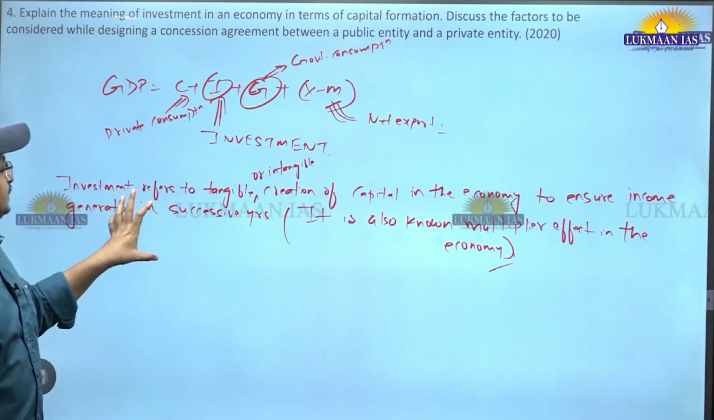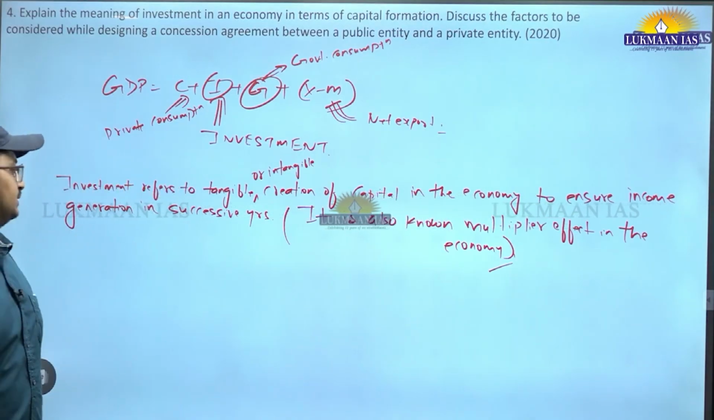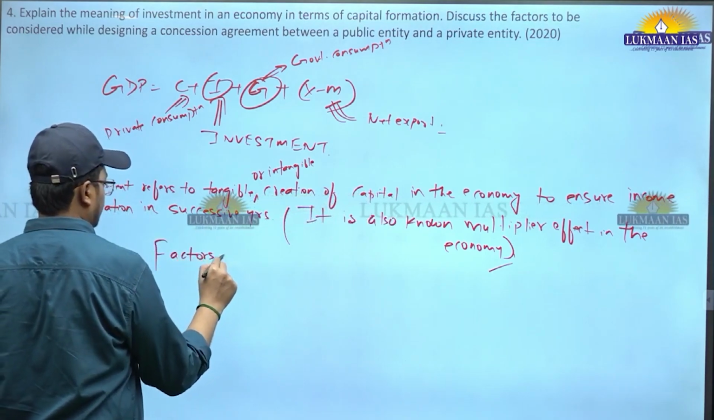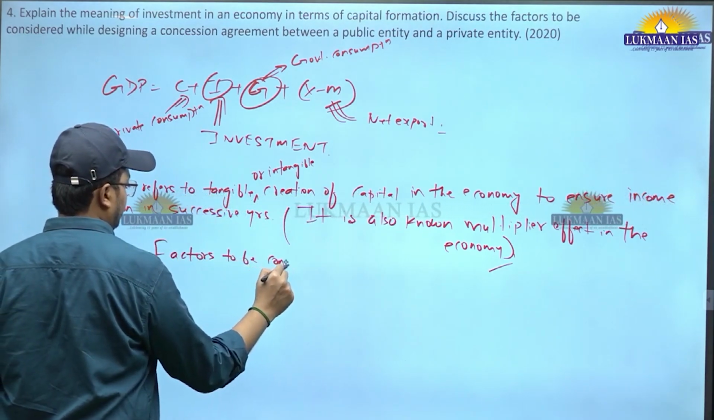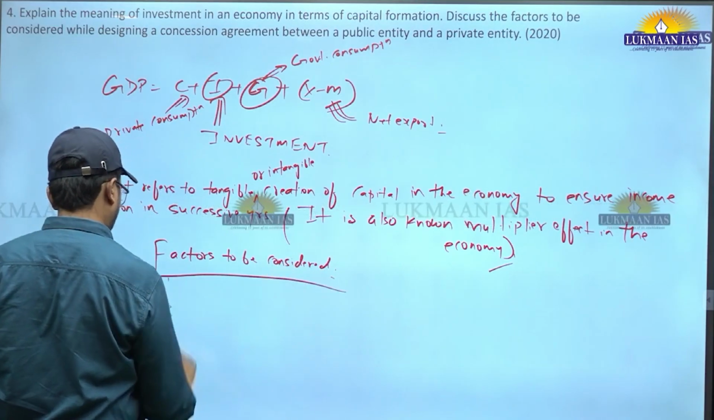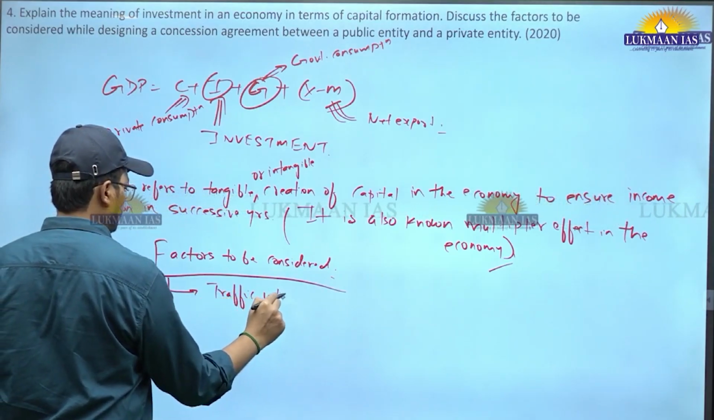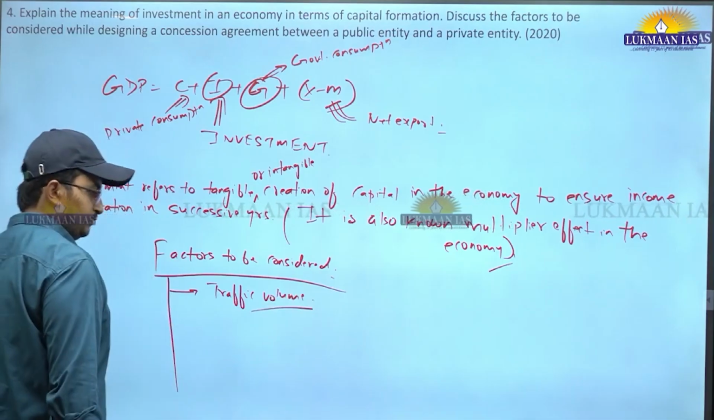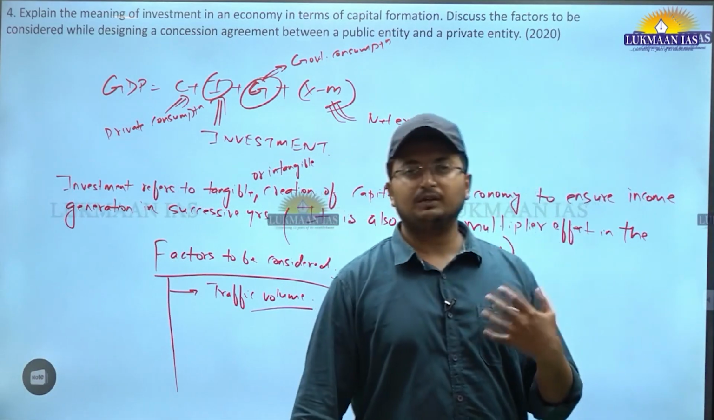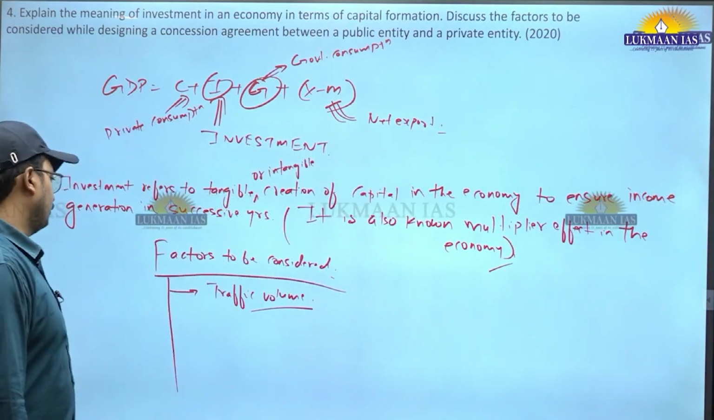Now, discuss the factors to be considered while designing a concession agreement between a public entity and a private entity. First, traffic volumes. If an infrastructure project is being created, what is the revenue projection? What is the traffic which would be using it, be it electricity consumption or highways and toll collection? That is the traffic volume.